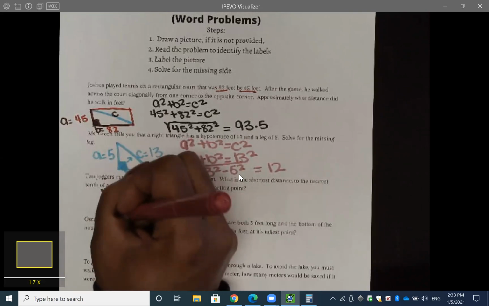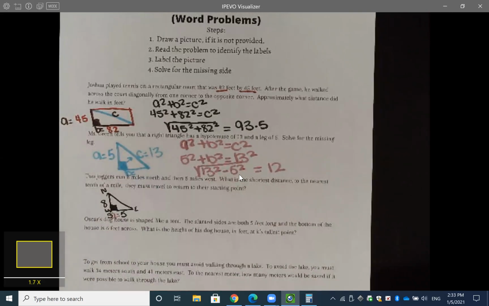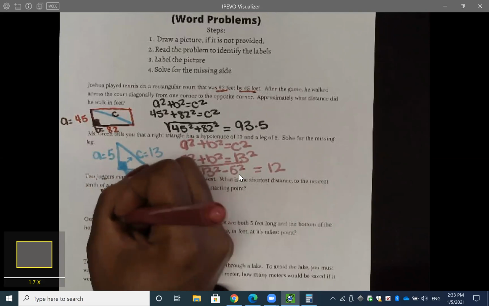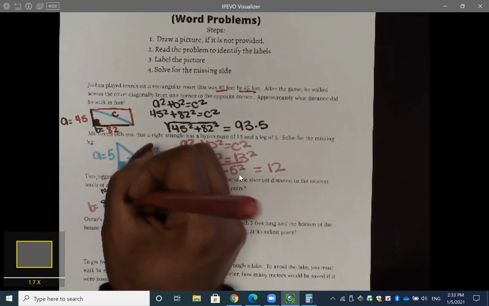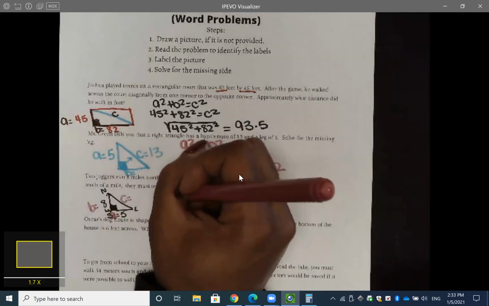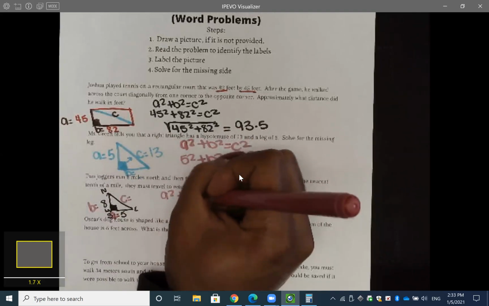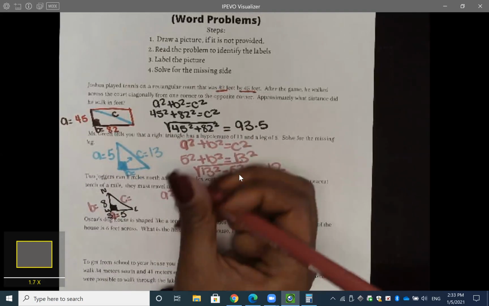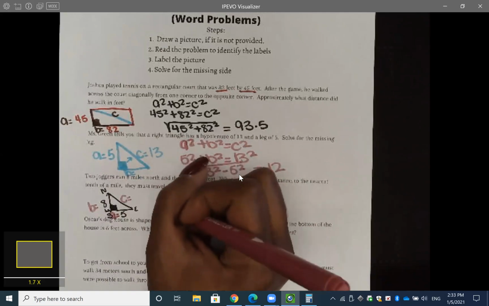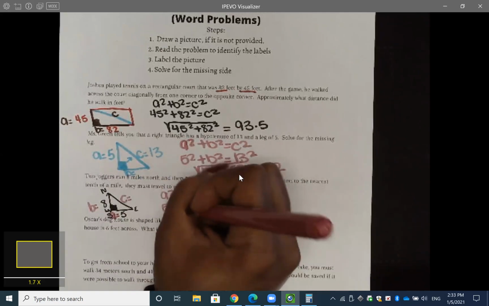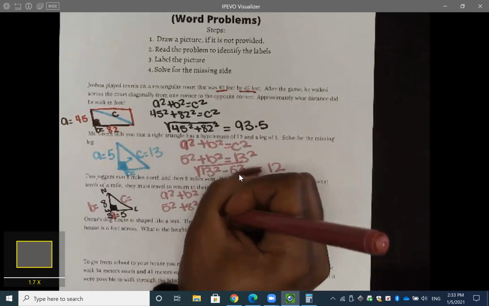This will be my A because it's the smallest one. This is my B, and we're solving for C. So A squared plus B squared equals C squared. My A is 5, so 5 squared plus 8 squared equals C squared.